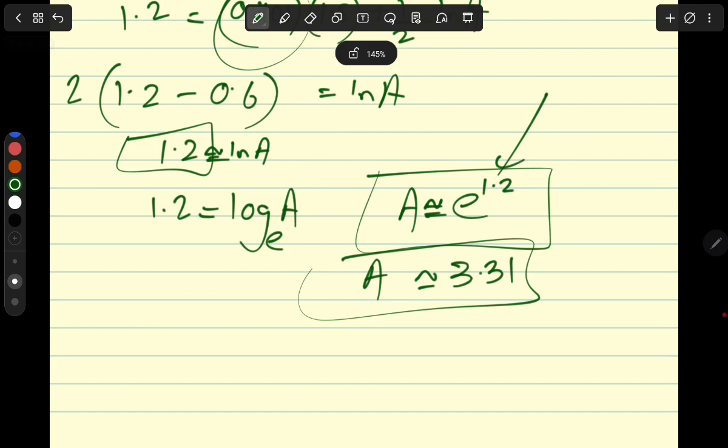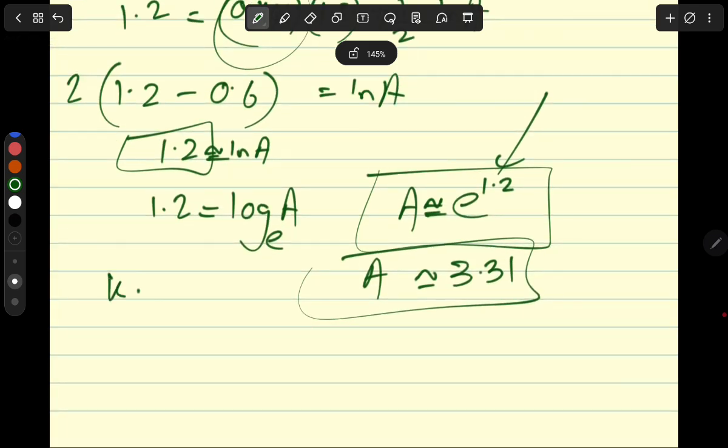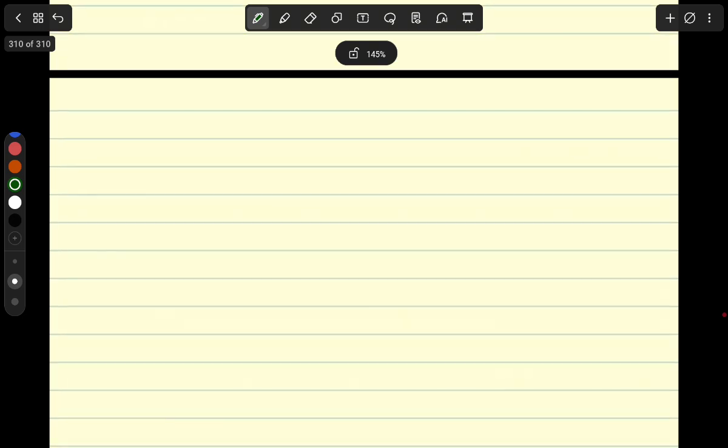You are not going to leave your answer in this form, right? So this is a must. So a is 3.31, k is approximately equal to 0.8, correct to one decimal place. And with that, we have completed the entire logarithms and exponential functions chapter for Pure Mathematics 3.